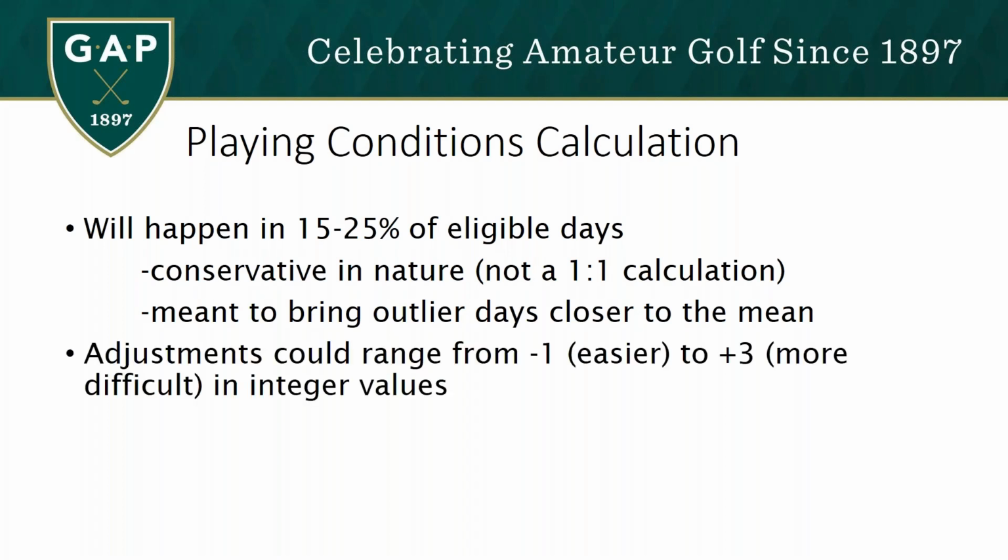So adjustments could range from -1 when the course is playing easier, all the way up to +3 when it's more difficult. So in that example, if every player was 15 shots over their target score, the most an adjustment could be is +3 when it's playing more difficult. And it'll always be in integer values, so you'll never see a 2.62 or a -0.8. It'll always be -1 if it's easier, 0 if there's no adjustment, or +1, +2, or +3 if the course is playing more difficult that day.